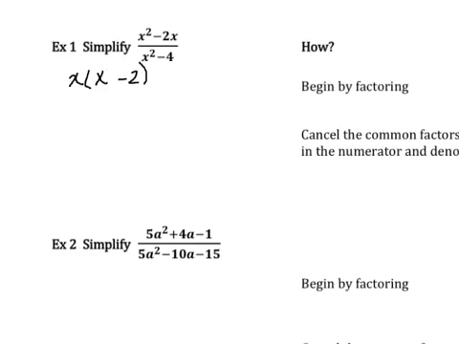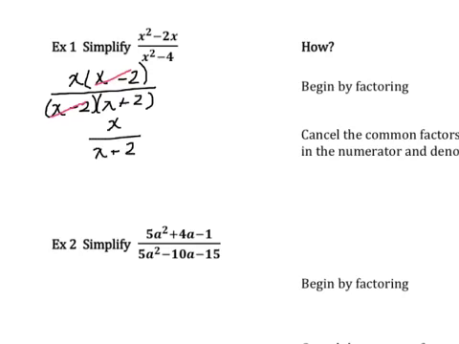Like so. And then my denominator is a difference of squares. Now what I'm looking for is a common factor common to the numerator and the denominator, and I see x minus 2. So I'm going to cancel both of those. And then I'm going to write down what's left, which is x times x plus 2.